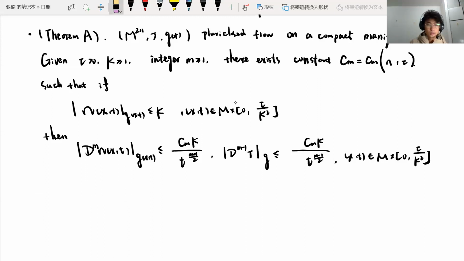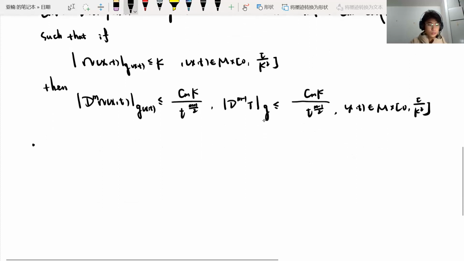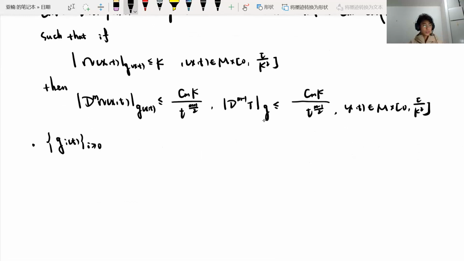As a result, we can obtain a compactness theorem: if we have a family of Floricos flow with uniformly bounded Chern curvature, then we can find a convergent subsequence.